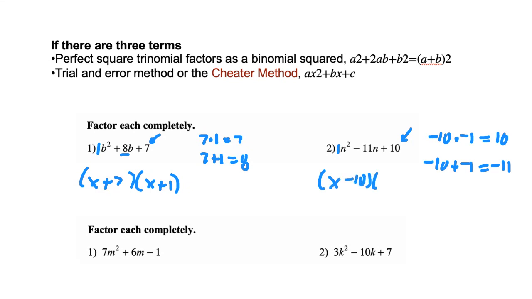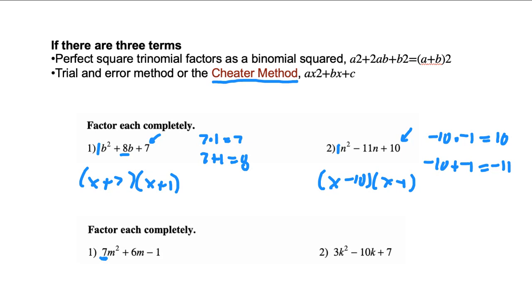X minus 10, x minus 1. Done. That is called a trinomial. It has three terms. Now, if there's a number in front of the x squared term, it's not as easy. I use what is called the cheater method.